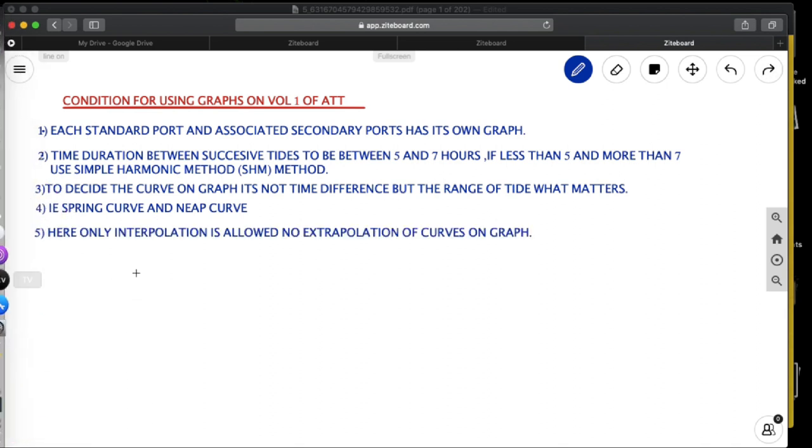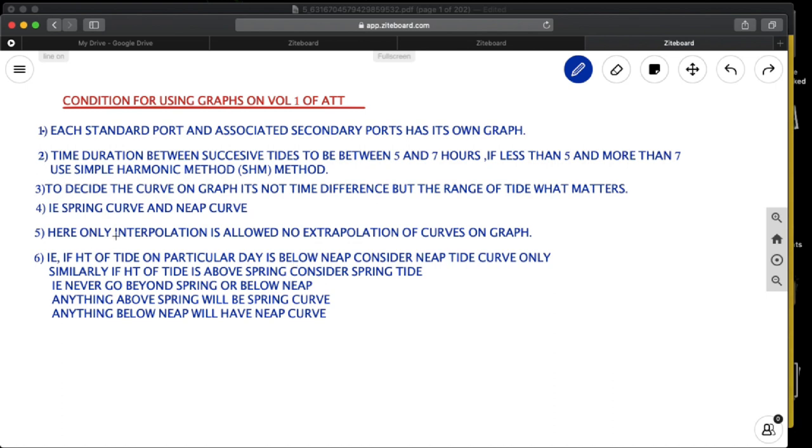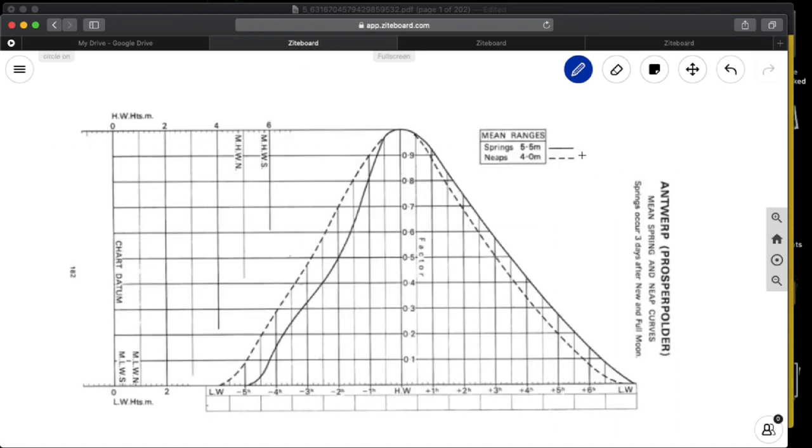Next point: here only interpolation is allowed, no extrapolation of curves on the graph. That means if the range of tide on a particular day is below neaps, you should consider only the neap curve. If it is above springs, consider the spring curve. If the range is more than 5.5, you should take only the spring curve. You don't extrapolate and create another curve. Or if it is 4.0 or less, take only the neap curve. How much less doesn't matter. If it's 3.5 or 3.6, you take the curve of 4.